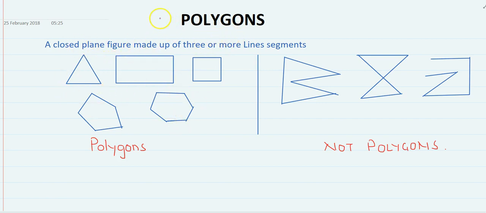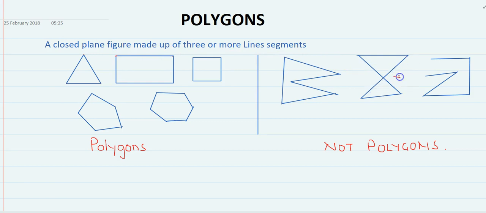So for a figure to be a polygon, it has to be a two-dimensional figure and it is made up of 3 or more than 3 line segments, and the end of each line segment must join with the other line. There should be no gap. The lines should not cross each other.